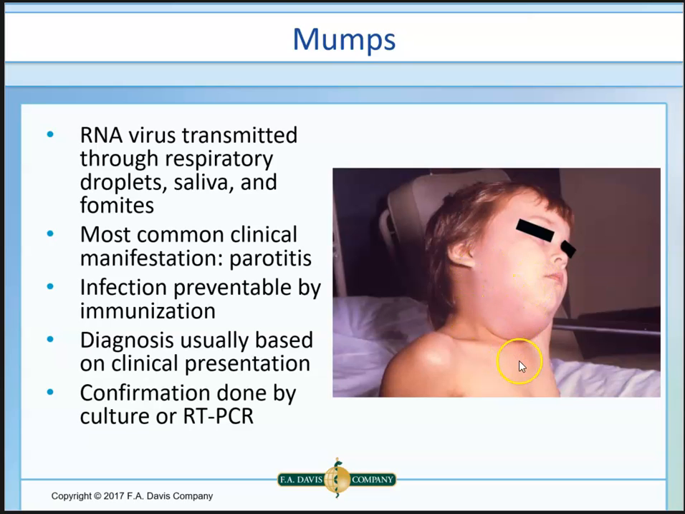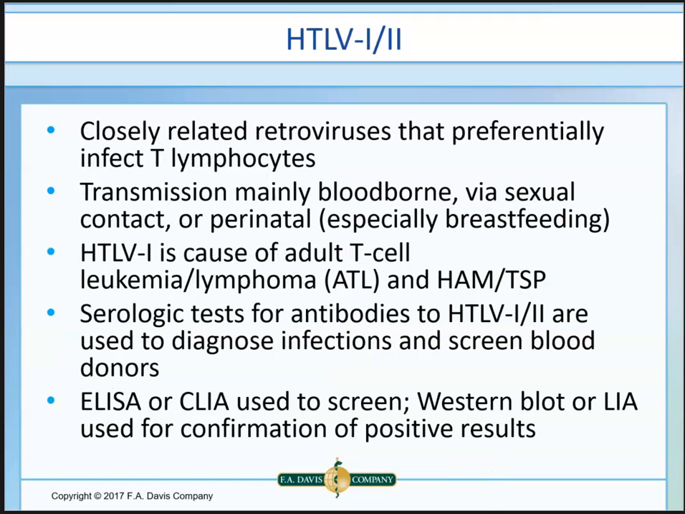Mumps, an RNA virus this time. You can see how the parotid glands are really swollen. So it's transmitted again through respiratory droplets or saliva. Again, it's preventable by immunization. You can do RT-PCR, but usually it's just clinical presentation that we use to diagnose it. So it doesn't really come to us that much at all.